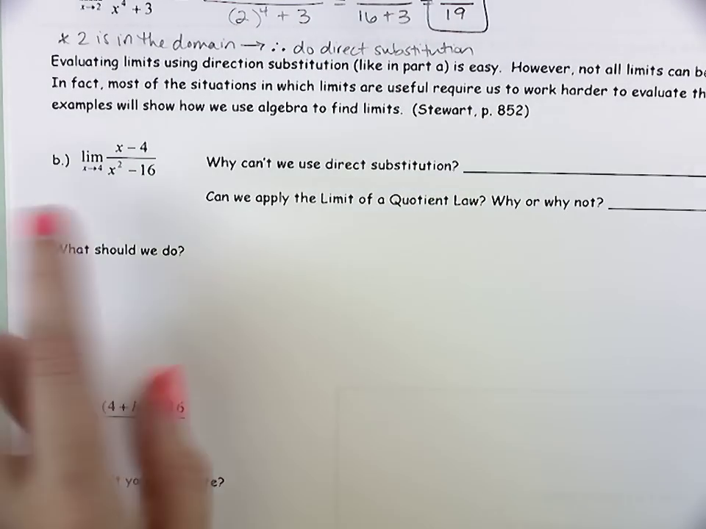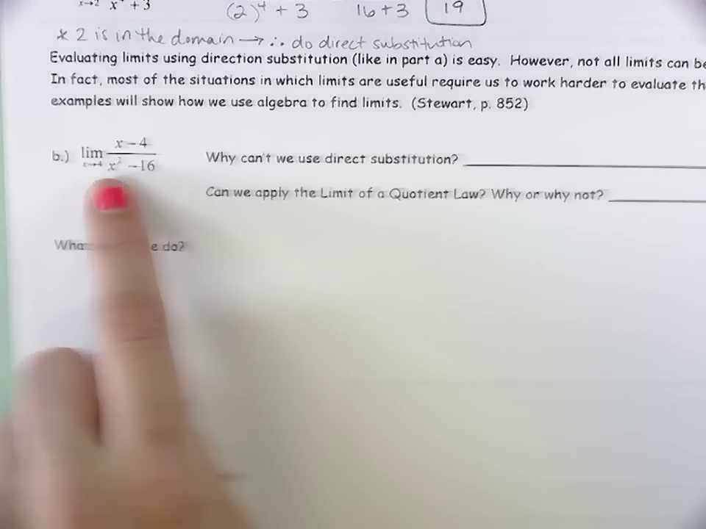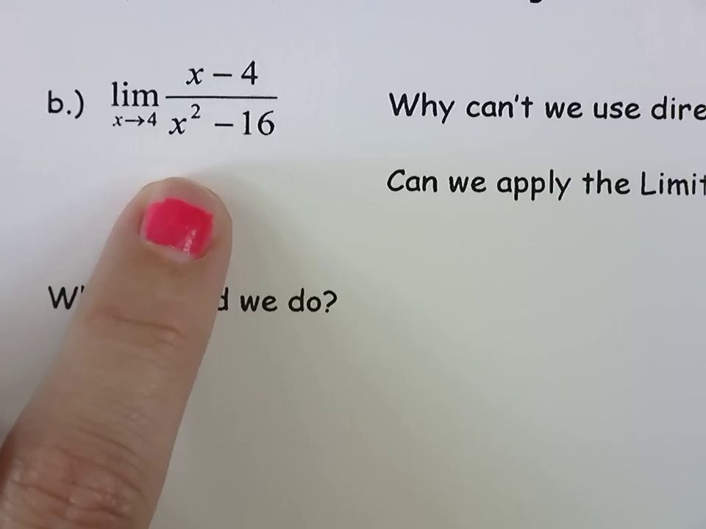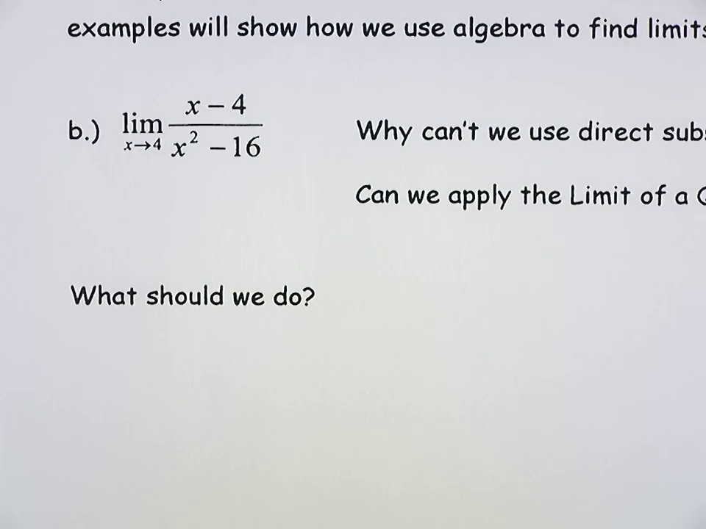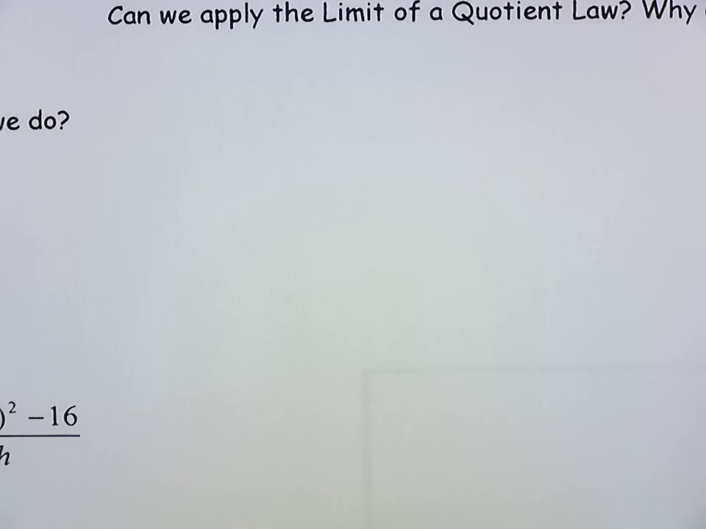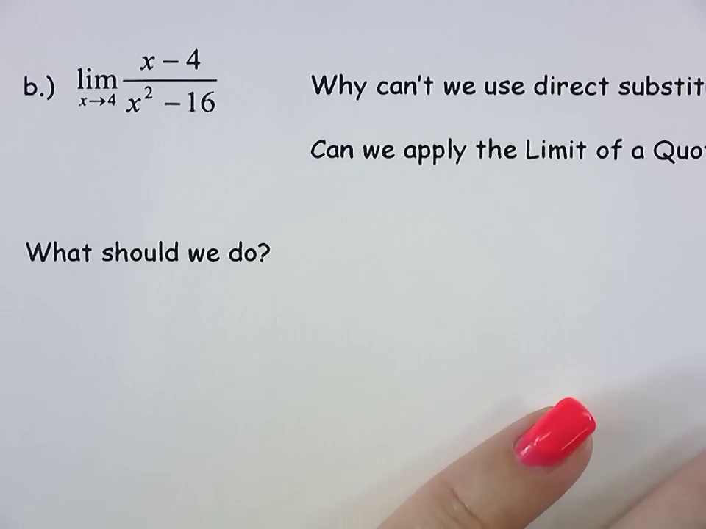All right, for part B, we have the limit as x approaches 4 of x minus 4 over x squared minus 16. Now, I already tell you, it says, why can't we use direct substitution? Bruno, what do you think? Why can't we use direct substitution for this? Okay, what happens if you do plug in 4? Okay, so the denominator is going to be 0, right?